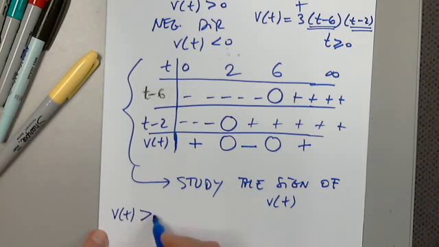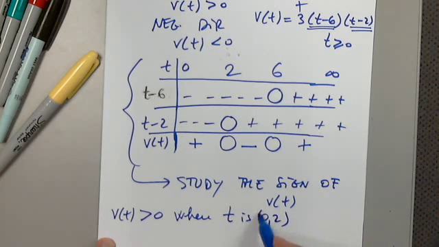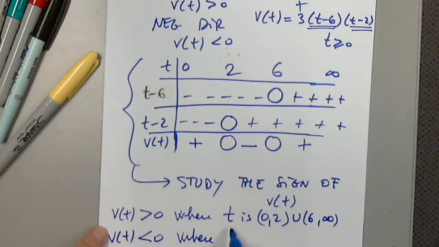V of t is positive when t is in which interval? 0, 2, and 6, 2. Perfect. We do not use brackets. This is the trend. We talk about the trend. So V of t, although we are not asked for the negative, I like to write it. When t is in the interval, perfect.